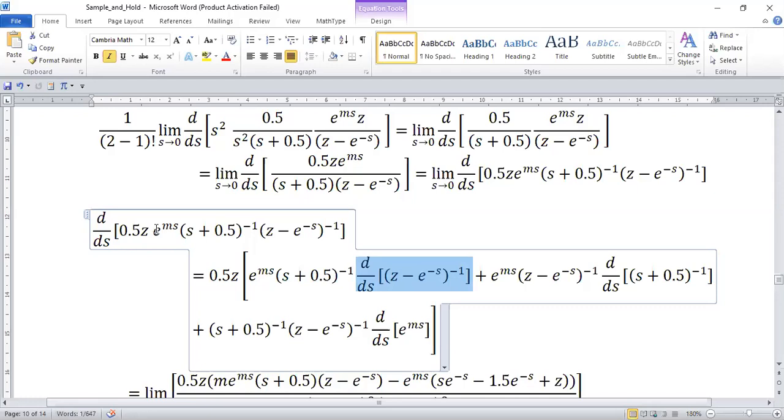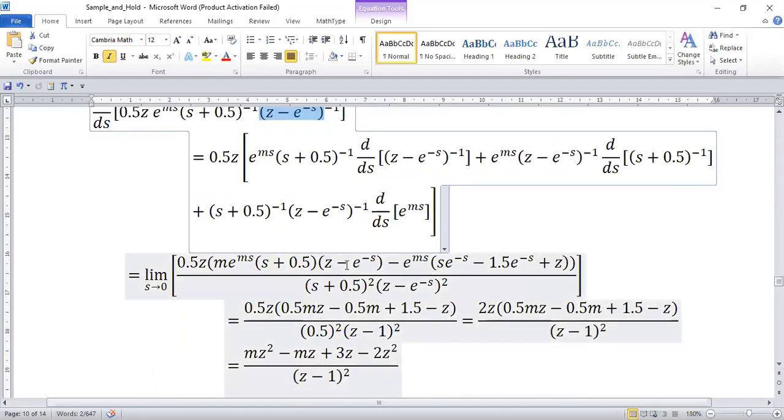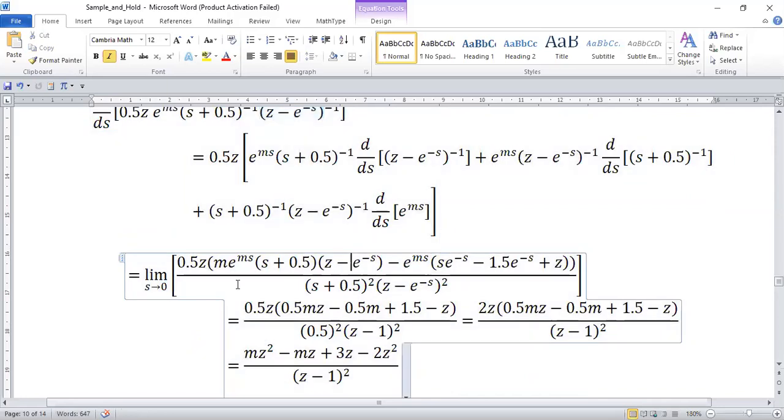Then you write this and this and the third one, then you differentiate this. So this is what I did. I wrote this and this, then differentiate this. Then the last one, you write this and this and you differentiate this. So you write this and differentiate it. So when you do this differentiation and simplify it, you get this.